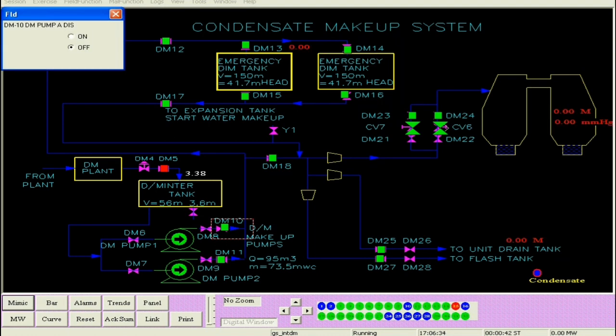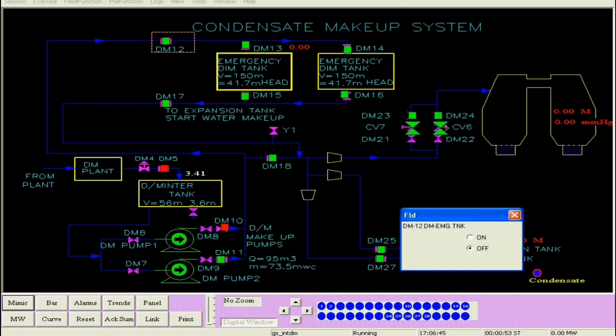First of all, the discharge valve of the pump will be turned on, that is DM12 I think. The next valve in this circuit is the common inlet valve for both the tanks. Then the inlet valves are the separate individual inlet valves of the tanks. Then the outlet valves of the individual tanks, and then there is a common outlet valve that also will have to be opened.